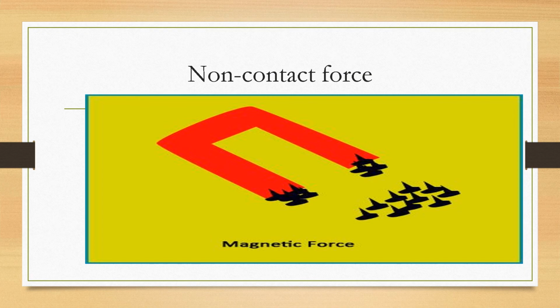You can see in the non-contact forces, like the magnet is not directly in contact with these iron nails, but we can see that still it is able to attract the iron nails towards it.